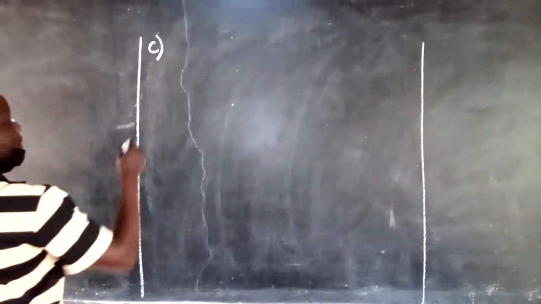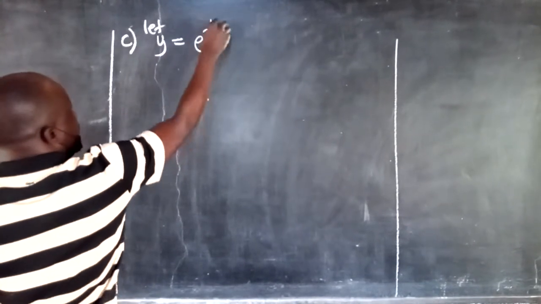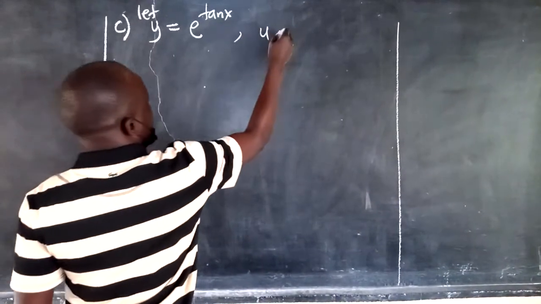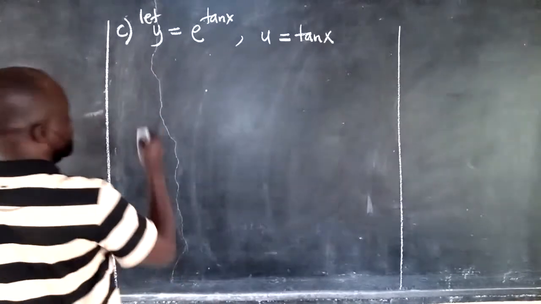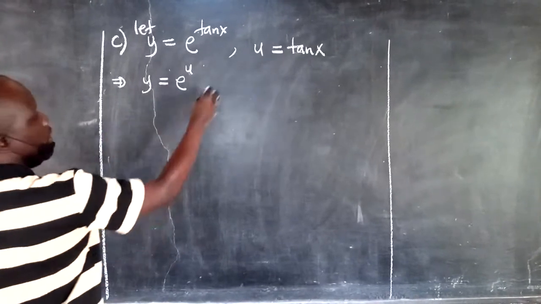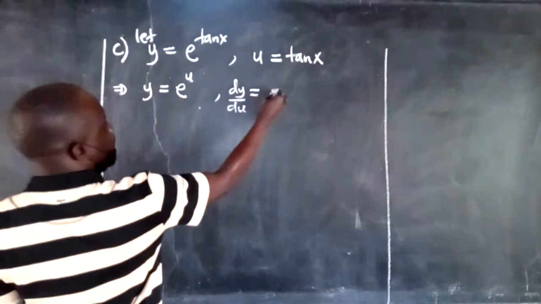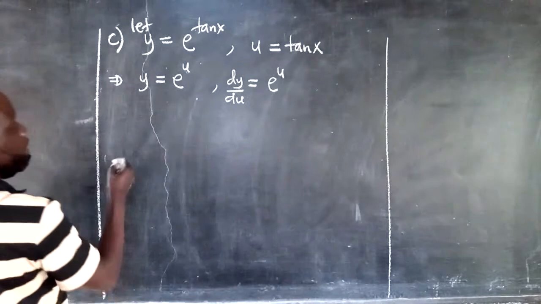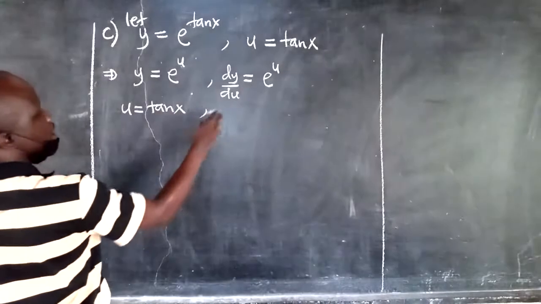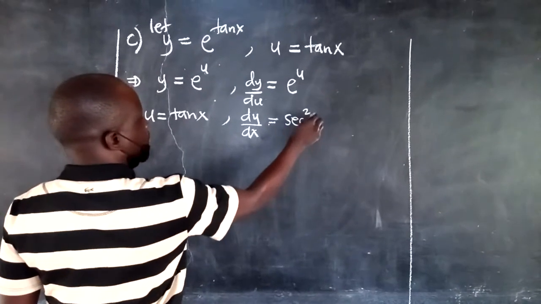So part C: let y equal e power tan x, and let u equal tan x. This means we have y as e power u, and in this case dy/du will equal e power u. Then for u equal to tan x, we need du/dx, which will equal sec squared x.